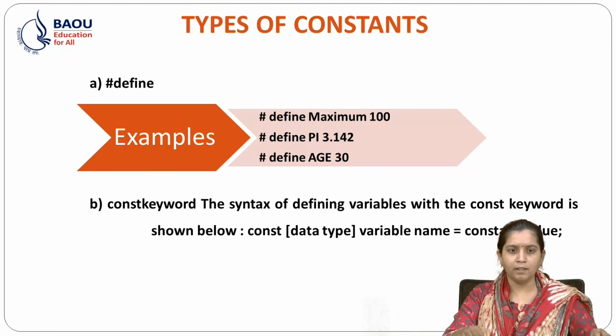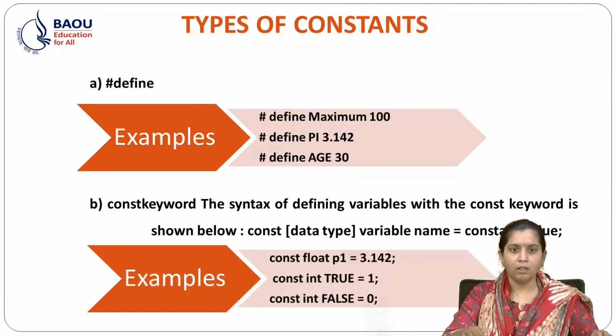Now let's see the const keyword. The syntax of defining a constant is the const keyword, and after that the data type of that variable and the variable name, that is const float pi = 3.142.